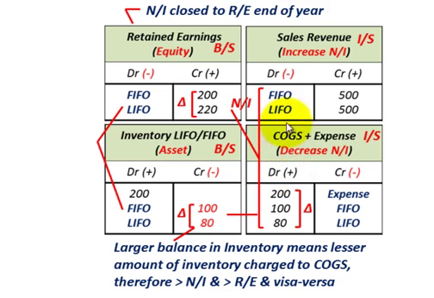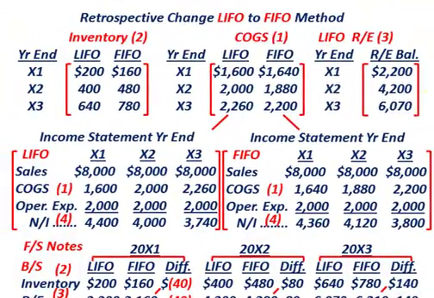Just understand this flow here: how a reduction in our inventory increases our cost of goods sold, and that reduces our sales revenue. The difference between sales revenue, cost of goods sold, and expenses would be our net income. Net income flows into retained earnings. So you see how our inventory is affecting our retained earnings. Okay, so let's move over to our example.